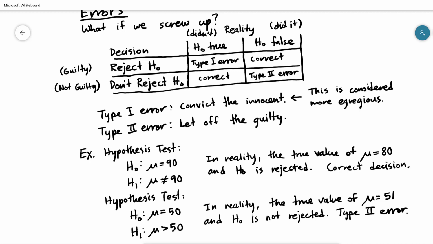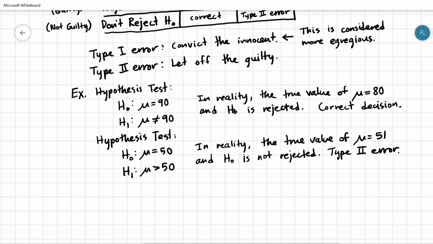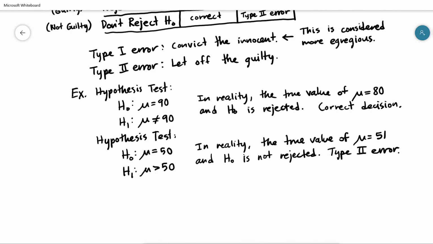So next time we'll actually do an entire hypothesis test. So far we've just kind of been working on this idea of what the process is going to look like, what our decisions are going to look like, and what our initial hypotheses are going to look like. So we're going to put all of this together in the next video and do an actual example from section 9.2.